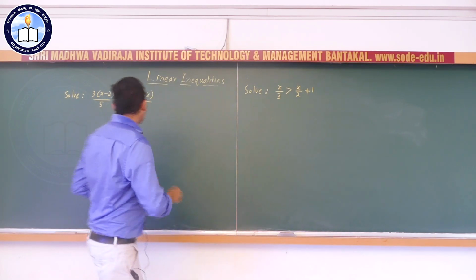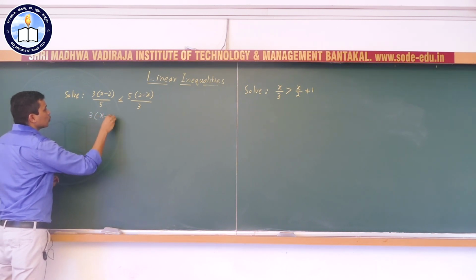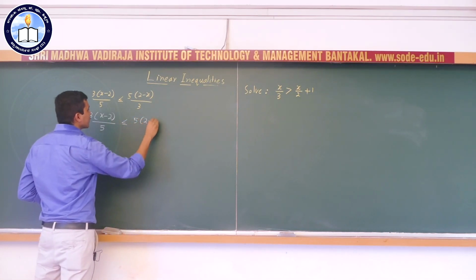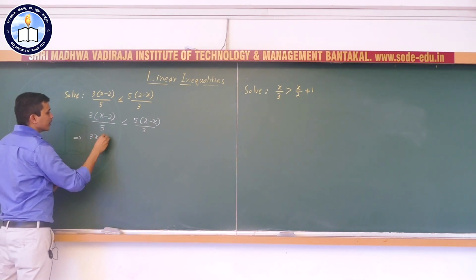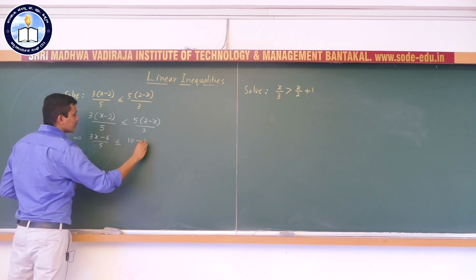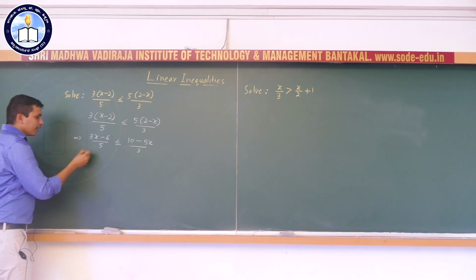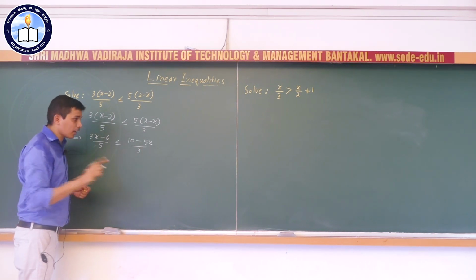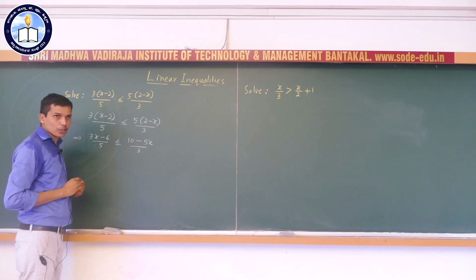So just observe how I solve it. I'll write that question: 3 into (x minus 2) divided by 5 is less than or equal to 5 into (2 minus x) divided by 3. So it implies 3x minus 6 divided by 5, and here 10 minus 5x divided by 3, right? Here I can go for direct cross multiplication, because the denominator is a number, not an expression, so this is a positive number. When you multiply an inequality by a positive number, it remains the same.